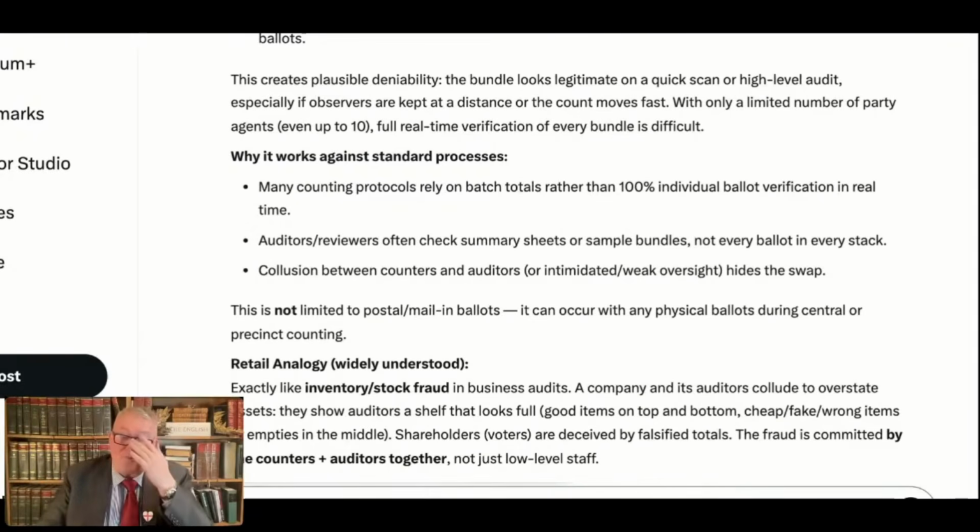And there is something else I'm going to talk to you about as well. So, many counting protocols: why it works against standard processes. Many counting protocols rely on batch totals rather than 100% individual ballot verification in real time. Auditors, reviewers often check summary sheets or sample bundles. So the auditors review sample bundles. They're given the sample bundles and they're given a bit of paper to say, do you want to check this off? This is what the returning officer was saying in the High Court. These are our checks and balances on this system. We audit it, and so on.